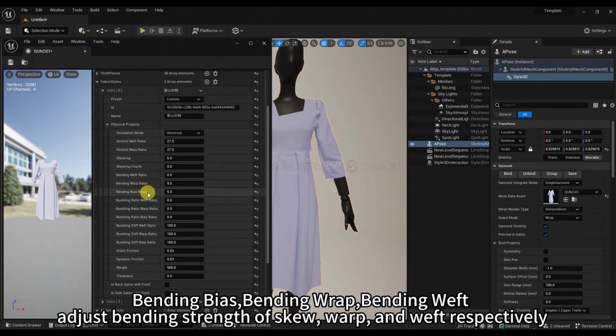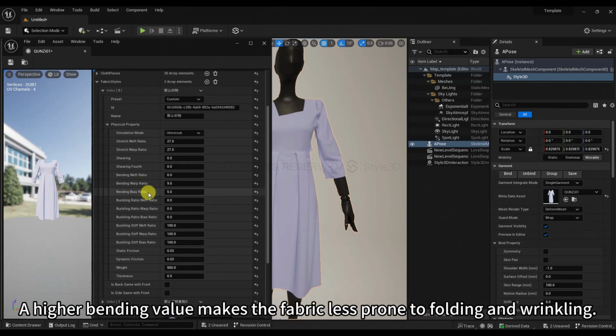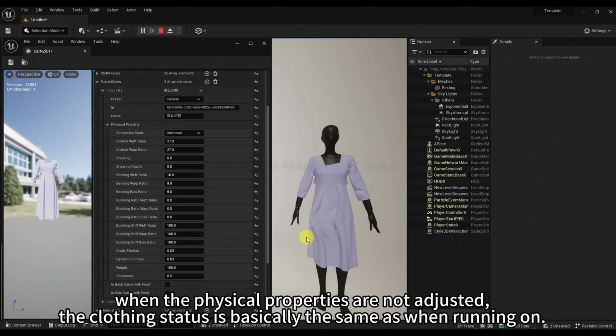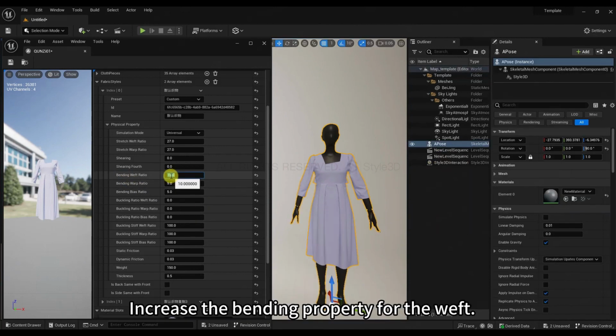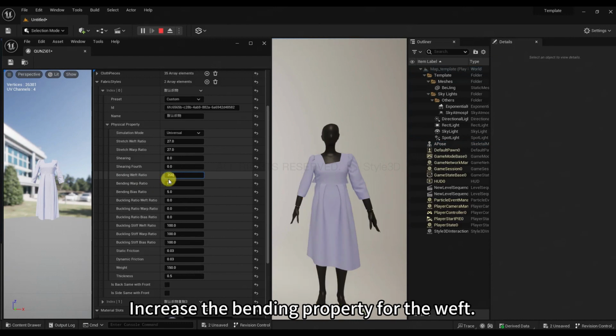Bending bias, bending warp, bending weft. Adjust bending strength of skew, warp, and weft respectively. A higher bending value makes the fabric less prone to folding and wrinkling. When the physical properties are not adjusted, the clothing status is basically the same as when running on.